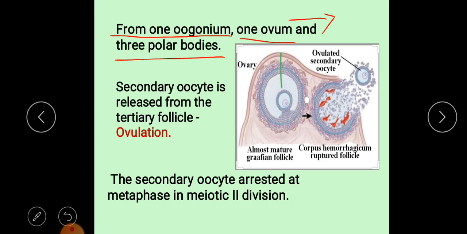The secondary oocyte is released from the tertiary follicle, that is, ovulation takes place. This is the Graafian follicle structure, which is also known as the tertiary follicle, the matured follicle. Once ovulation takes place, the secondary oocyte is released from the matured Graafian follicle, and this secondary oocyte is arrested at the metaphase in the meiosis II division.